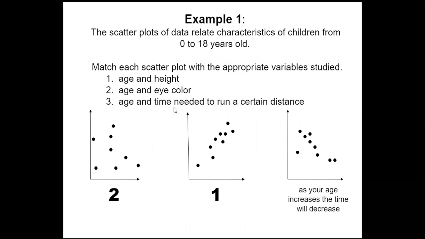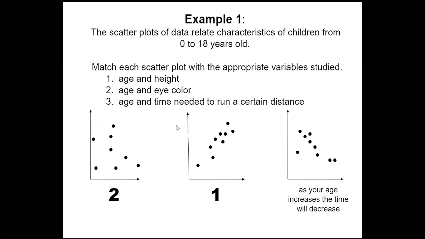Third, age and time needed to run a certain distance. As your age increases, the time will decrease. You are 10 years old and you are 2 years old. For the distance you are going to run, for sure, the time will decrease once your age increases. For this reason, the third graph will go to the third situation.